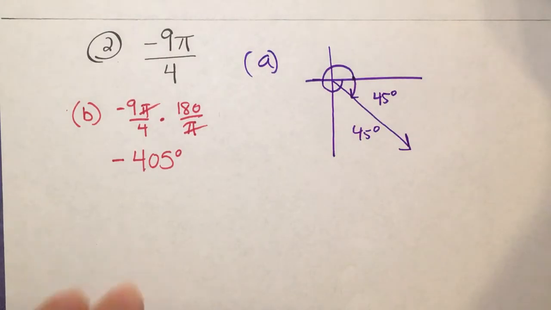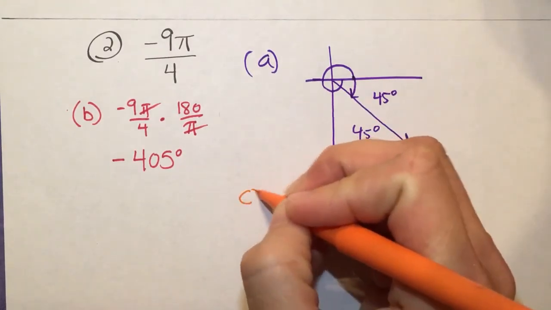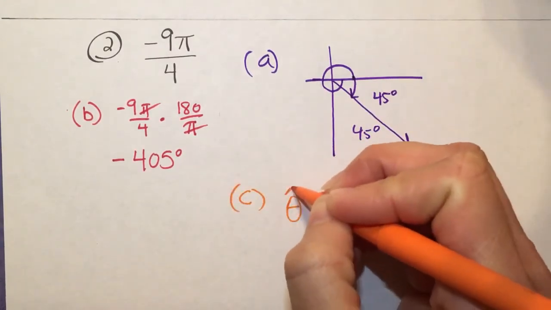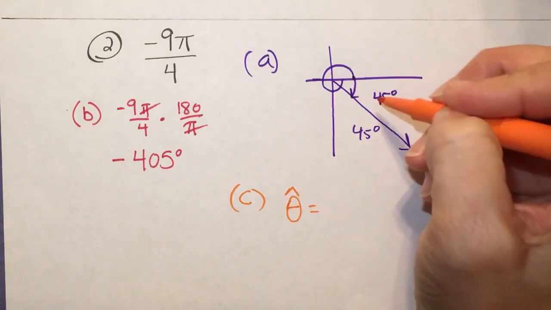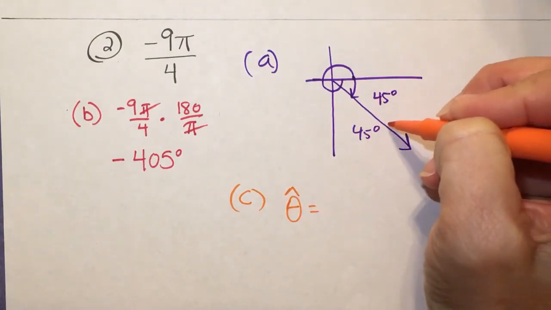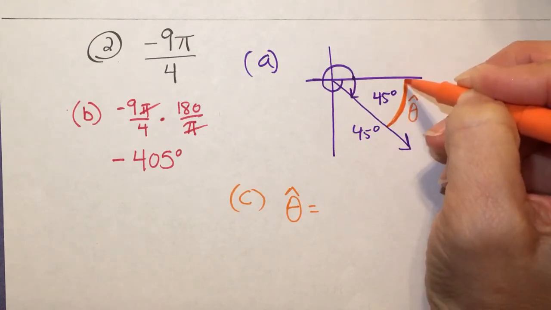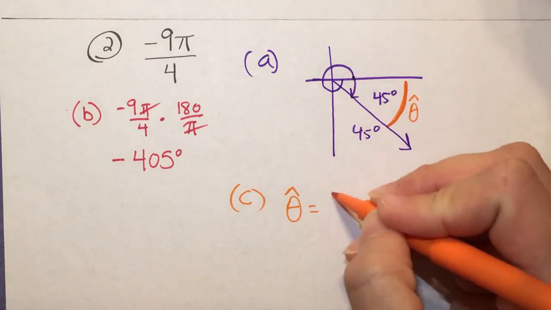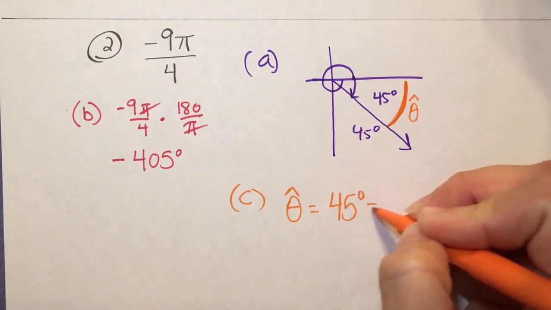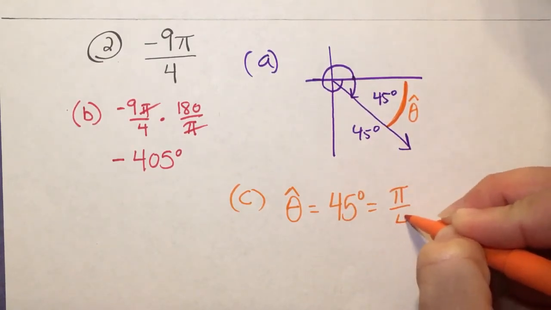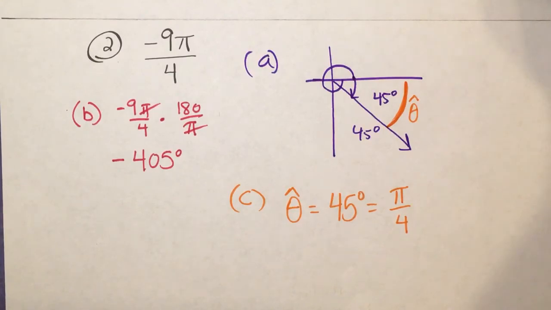All right, so now you're ready for C part, which is your reference angle. So reference angle, of course, these are both 45s, but this is the section that has to be your reference angle, the part that connects to your x-axis. So this is 45 degrees. And, of course, from your list, we know that 45 degrees is pi over 4.